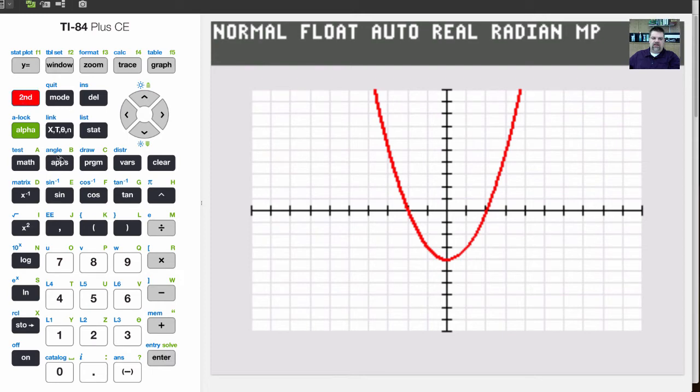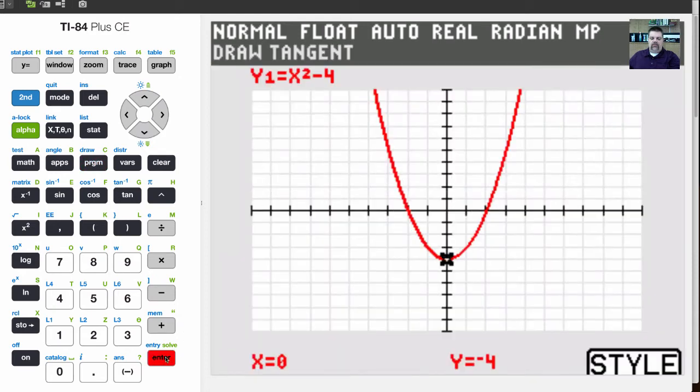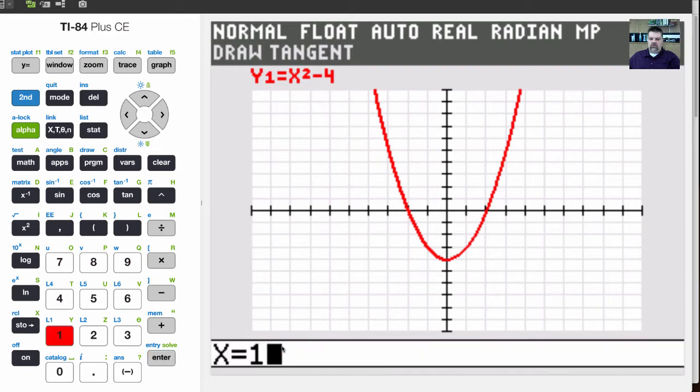So I'm going to hit second program for the draw menu, and then I'm going to come down to option number 5 and I'll hit enter. Now at that point in time, notice that the cursor is on the curve, and as I mentioned earlier, the curve is x squared minus 4. So I'm going to enter in the x value which I want, which is x equals 1.